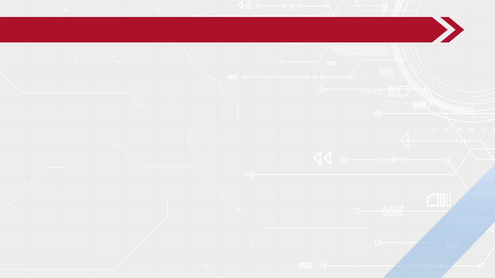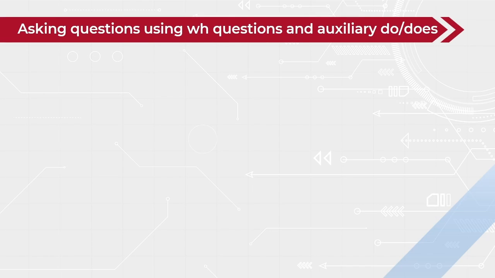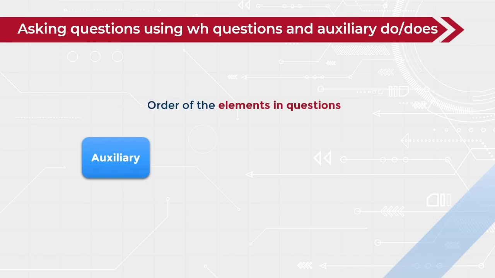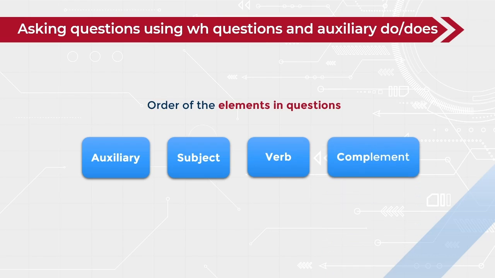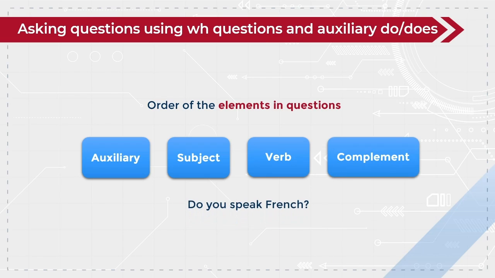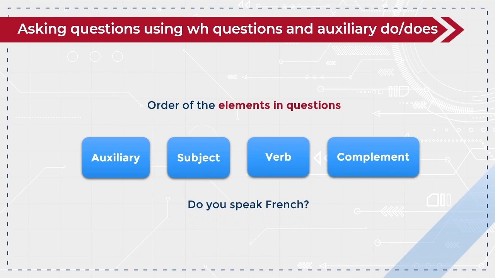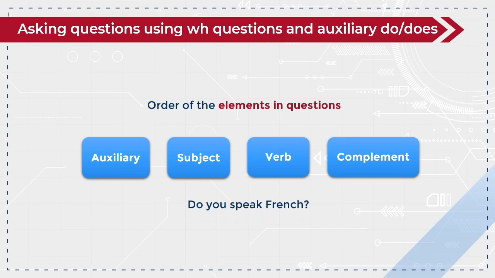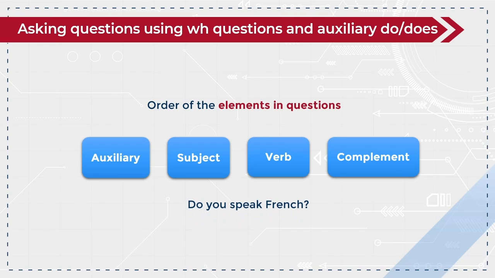3. When we ask questions in English in simple present tense, we place first the auxiliary. For example, do you speak French? In this sentence, the auxiliary verb comes first, and then we add the subject, the verb, and the complement.